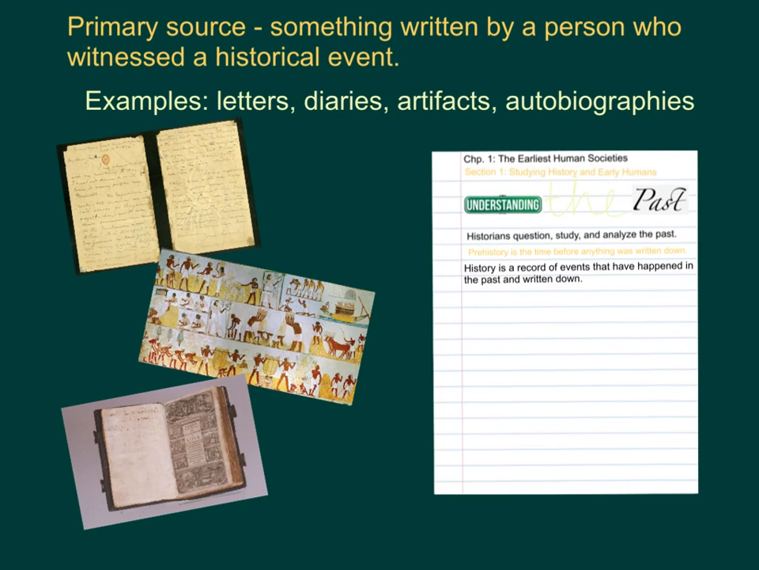All right, so when it comes to knowing anything about history, historians use certain things to help them tell the story, if you will. One of those ways is through using something called a primary source. A primary source is something that is written by a person who eyewitnessed a historical event.